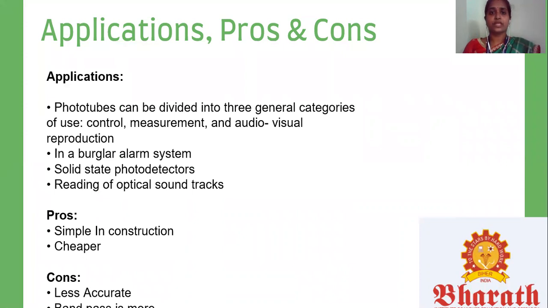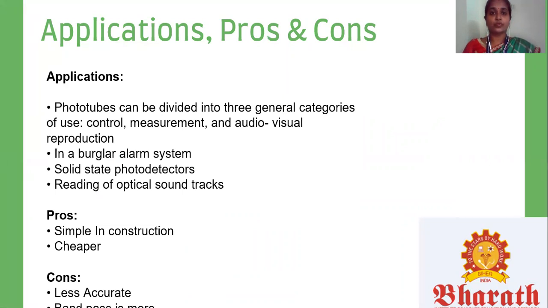In a burglar alarm system, for example, a phototube and a beam of light are used as a part of an electric circuit. The beam of light is directed onto the phototube, which is installed some distance away. If the beam is broken, for example if a burglar opens the door, the broken circuit will in turn cause a relay to close, sounding the burglar alarm.